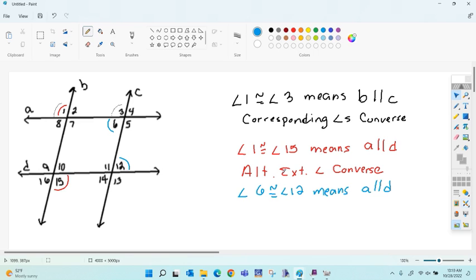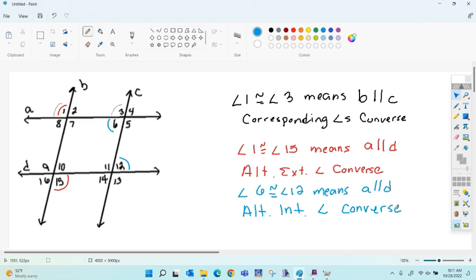Not consecutive interior, but definitely interior. Corresponding. Alternate. No, don't yell, please. Thank you. Jordan, back to you. They're definitely interior, but what kind of interior? Alternate interior. They're on opposite sides of the transversal, so they are alternate. They are inside, so they're interior. And it's a converse because it ends with our conclusion being that you have parallel lines.